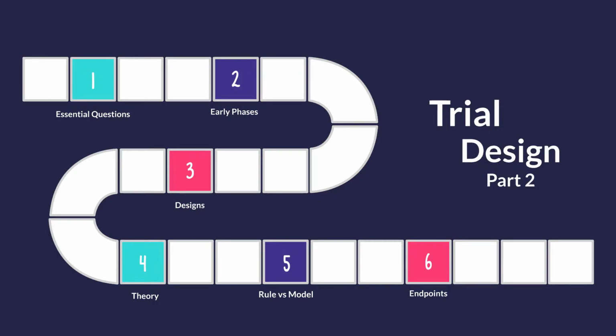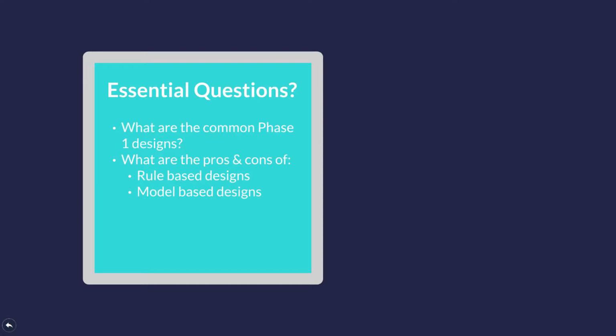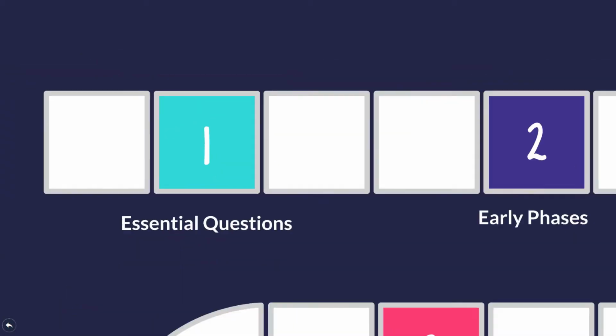Continuing with trial design, we'll look today at early phase trials, the possible designs for early phase trials, a little bit of the theory behind them, or where they came from. We'll differentiate rule versus model-based designs, and we'll talk about appropriate endpoints for early phase studies. Some things that you should take away from the presentation today: What are the common phase 1 designs? And what are the pros and cons of rule-based designs versus model-based designs?